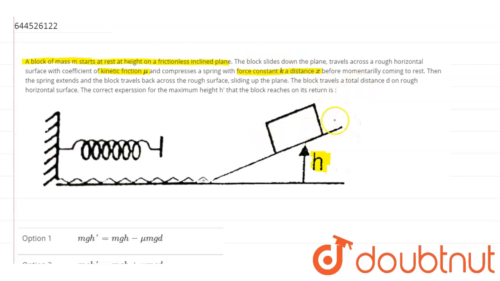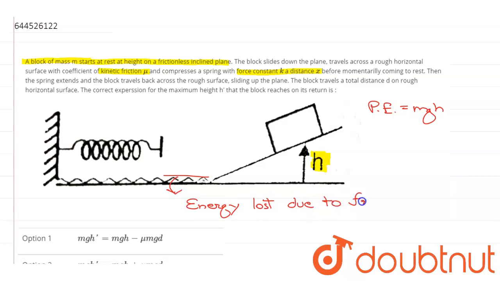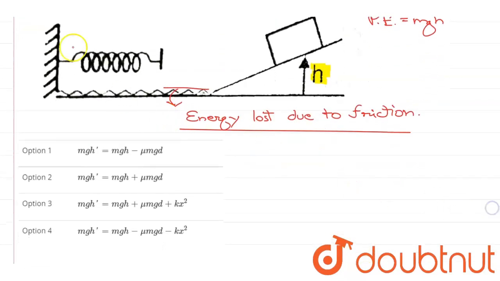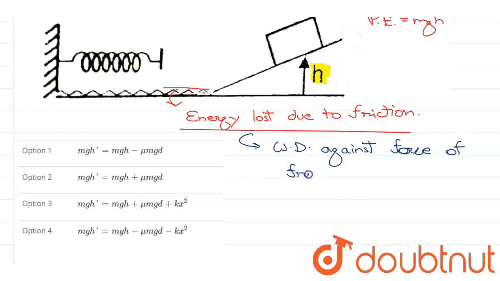So this block initially was at some height h, which means it has its potential energy PE equal to mgh. Now it traveled across this rough plane. Due to this rough plane, there was energy lost due to friction. Now what will be this energy that was lost? This energy will be equal to work done against force of friction.